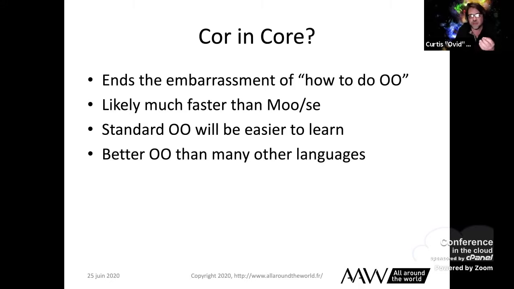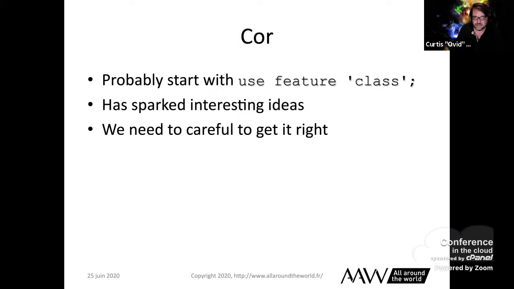So in the core, basically it ends the embarrassment of how do we do OO. That goes away. It's already with Object::Pad, we're seeing this as being significantly faster than core Perl, not just Moose or Moo. Standard OO becomes easy to learn, easy to explain. And if we get roles in there and if we get them done right, if we get the type system built out correctly, this will be better OO than many of the other dynamic languages out there. You know, we'll probably start with use feature class. It sparked a lot of interesting ideas, but we have to be careful to get this right because this is going to be core.